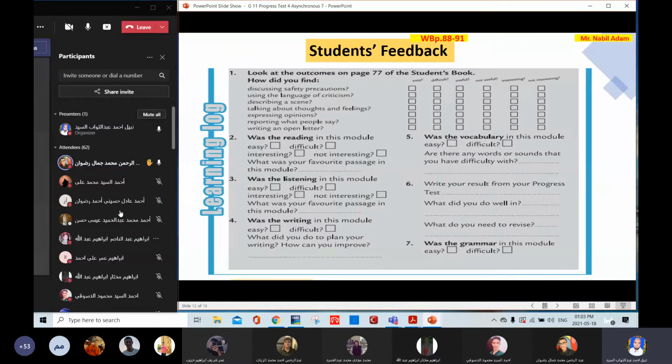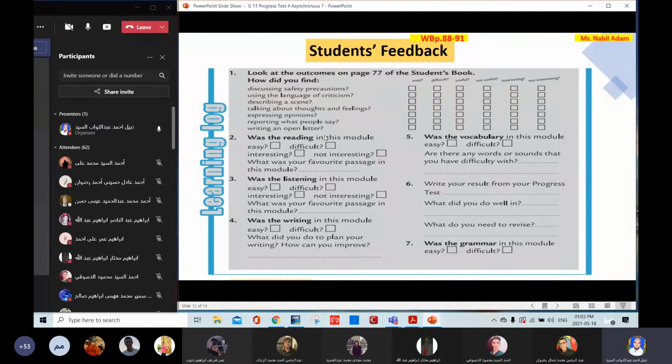Here is the last thing in the workbook. You are going to give me your feedback concerning the curriculum. Look at the outcomes on page 77 of the student's book. These are the objectives of module 4. How did you find discussing safety precautions? Was it easy or difficult? Did you learn something new? Was it useful or not useful concerning accidents or fire, etc.?